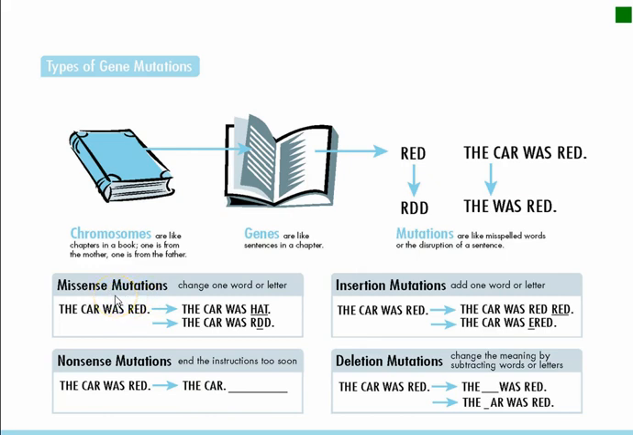One is a missense mutation, where if the sentence is supposed to say the car was red, if the word red is changed to hat, or even the letter E is changed, it changes what this means, and it doesn't really mean anything. Nonsense is where there's an early stop codon, so instead of saying the car was red, it just says the car. Insertion of either a whole word or a letter can change the meaning, as well as a deletion of either an entire word or a letter, and therefore what the end product ends up being.